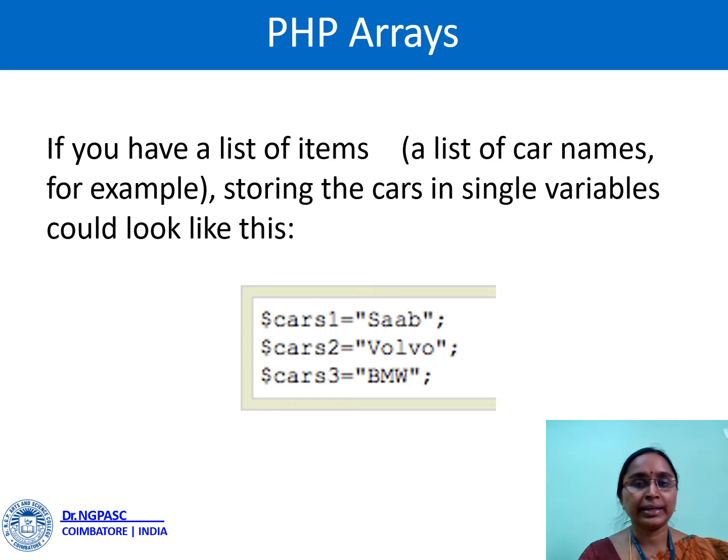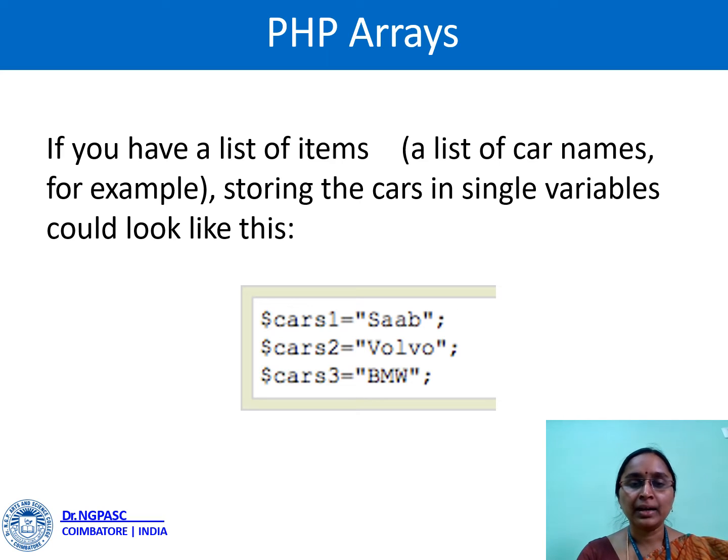So look here. Here we have a list of items, for example, a list of car names, or flower names, or the names of anything. Likewise, a list of items can be stored in a single variable using the array concept. For example, consider cars. We have many car names, and the list of car names can be stored under a single name.